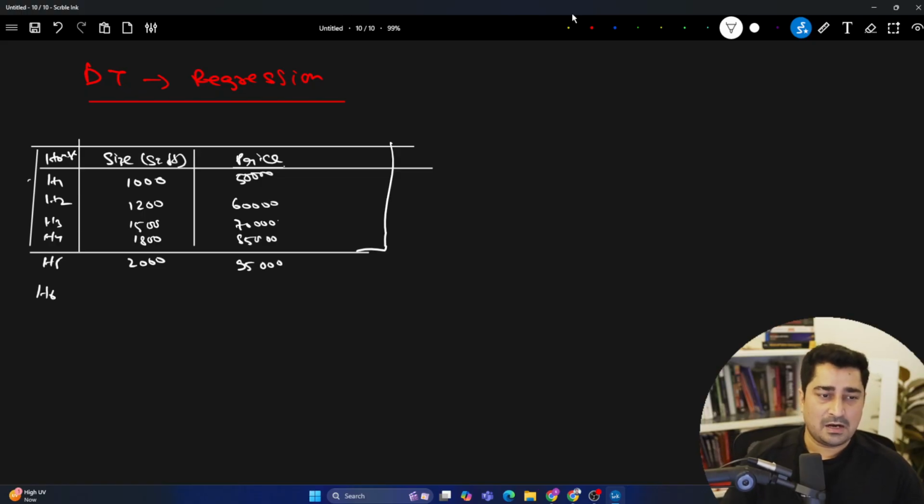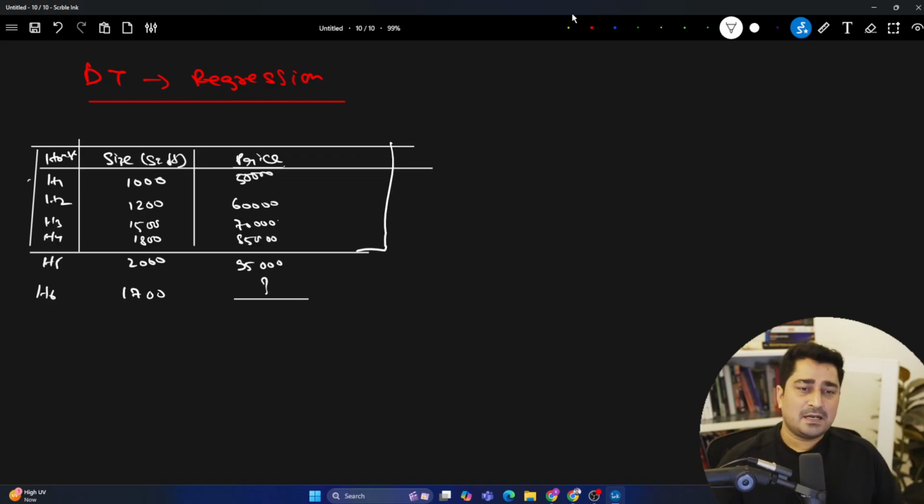Now let's suppose we have a house H6 and its size is, let's suppose, 1,700 square feet. Now what is the price? This is the question. So this is a regression problem, right? We have to find out some sort of a continuous value. We all know about it. How can I use a decision tree to find out these values? That's the question, right? With the help of a decision tree.